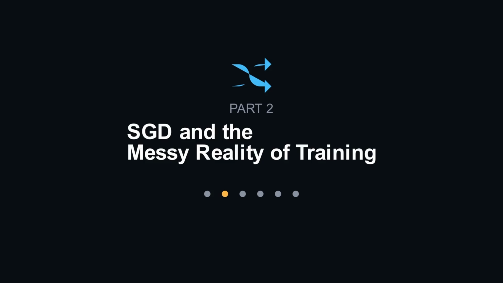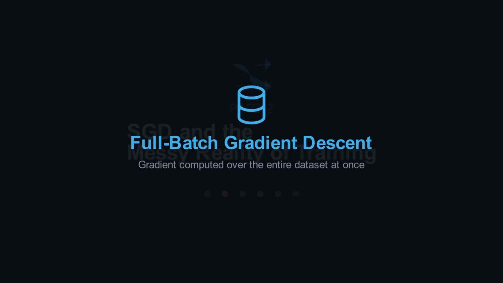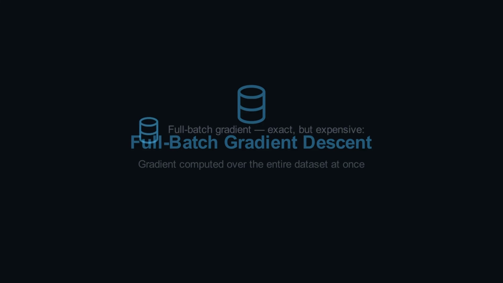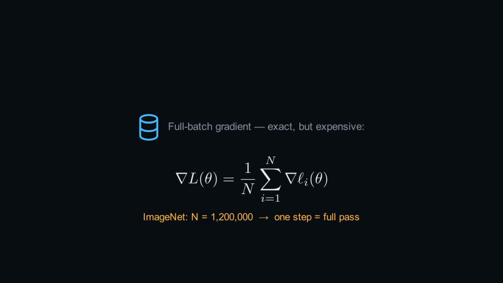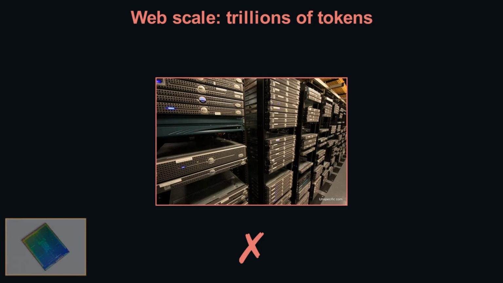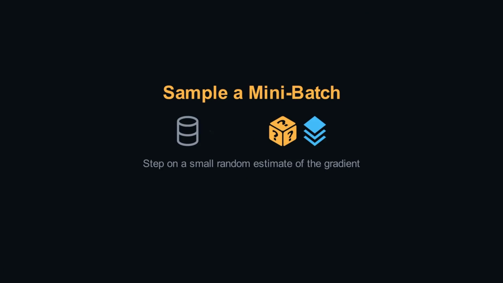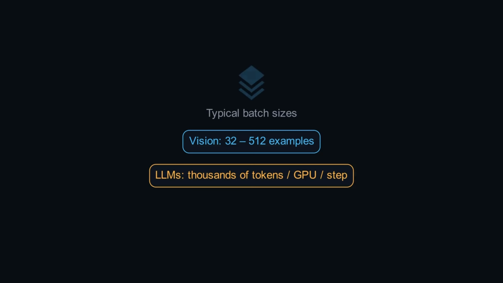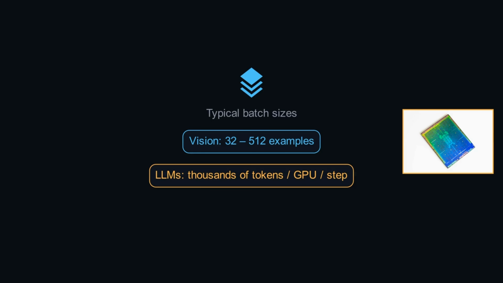In this part, we look at how gradient descent works and why training at scale demands something noisier. The simplest version computes the gradient over your entire dataset in one shot. That gradient is exact, but on ImageNet's 1.2 million images, one step means a full pass over them all. At web scale, with trillions of tokens, that's hopeless. So, in practice, we sample a small random mini-batch and step on that estimate. For vision, a typical batch is 32 to 512 examples. For large language models, it's thousands of tokens per GPU per step.